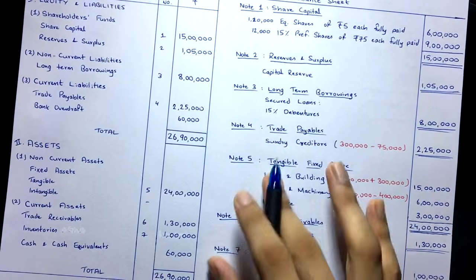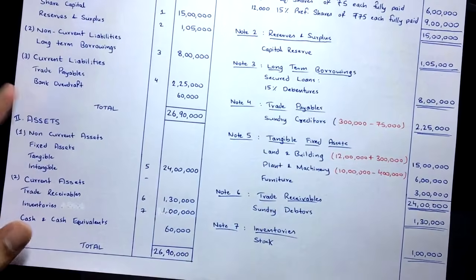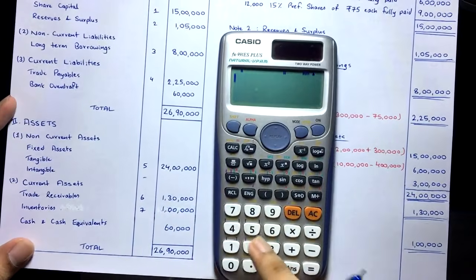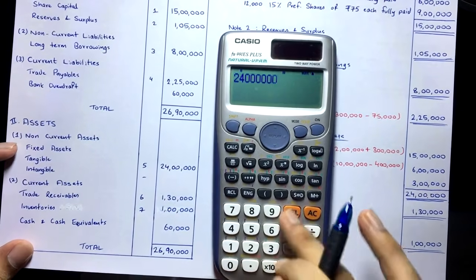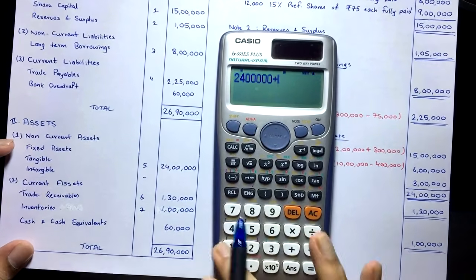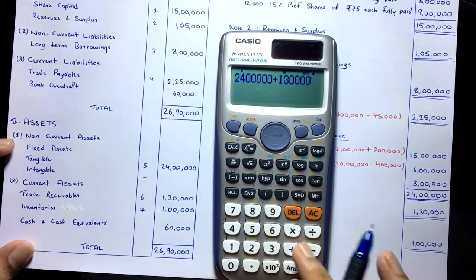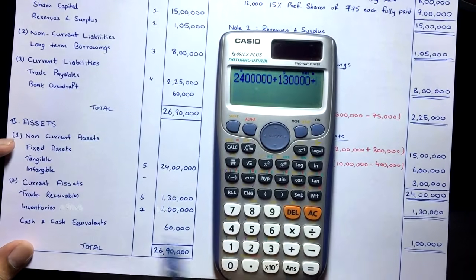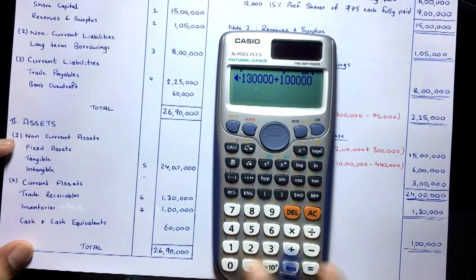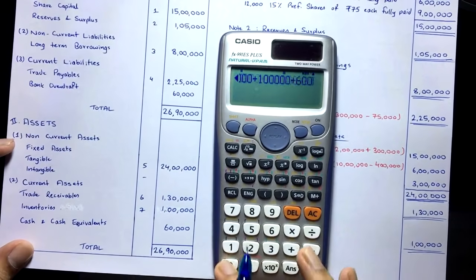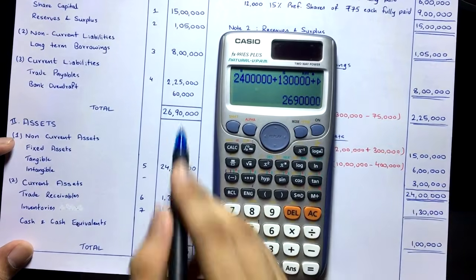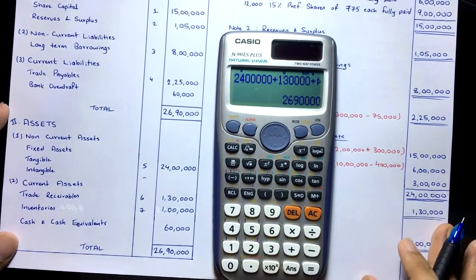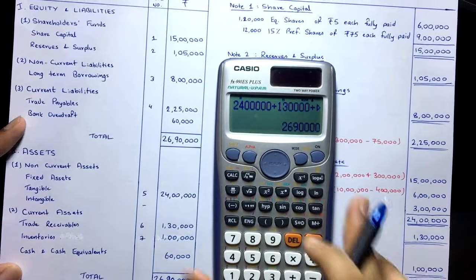So let's add up the asset column. See here, what do we have? 24 lakh of tangible assets. And then 1 lakh 30 of trade receivables, and inventories of 1 lakh, and then 60,000 of cash. If we add up all together, that's equal to 26 lakh 90,000. It tallies. So this is how you have to go about it. It's very simple.